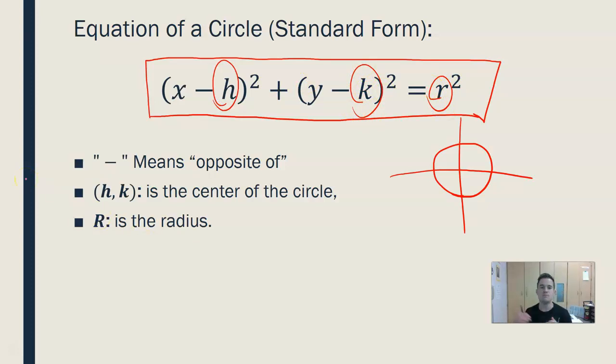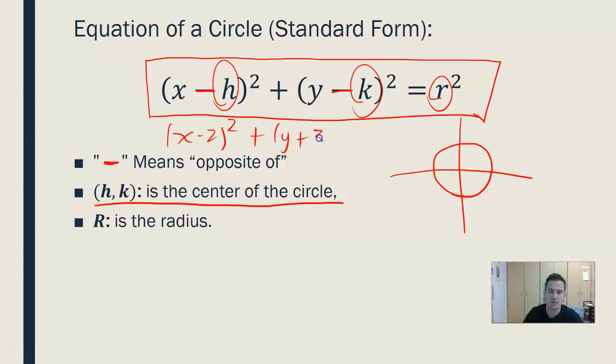So some things to remember, some things to note about the equation of a circle in standard form. The negative here, this minus sign, means opposite. So when I tell you that (h, k) is the center of the circle, say I had (x minus 2) squared plus (y plus 3) squared, then the center of the circle would be at (2, negative 3). The x-coordinate is the opposite of this number, and the y-coordinate would be the opposite of this number.